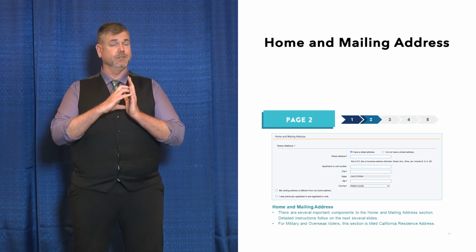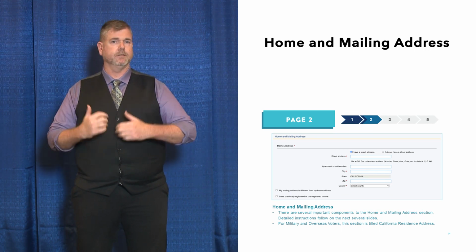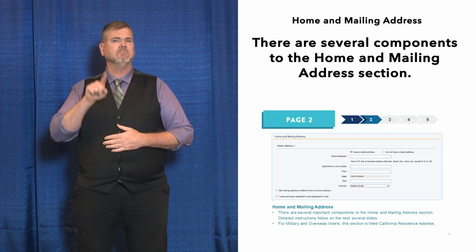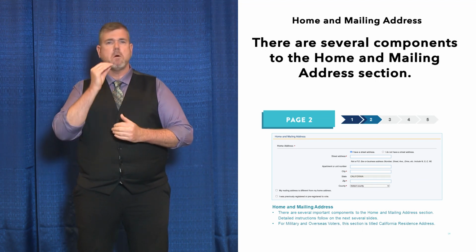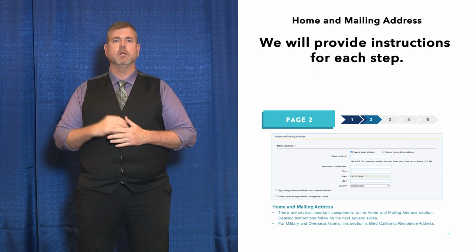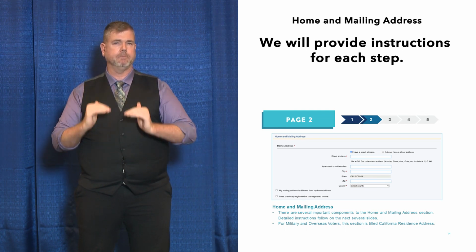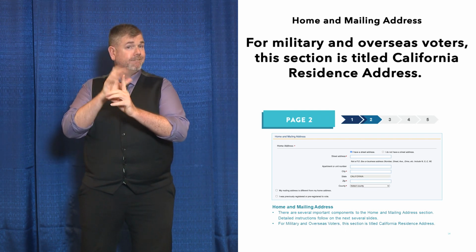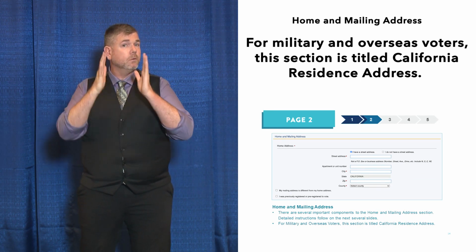Home and mailing address. There are several components to the home and mailing address section. We will provide instructions for each step. For military and overseas voters, this section is titled California Residence Address.